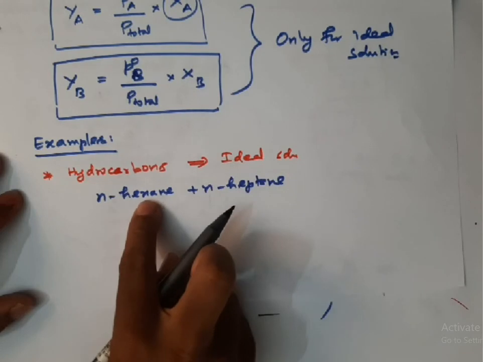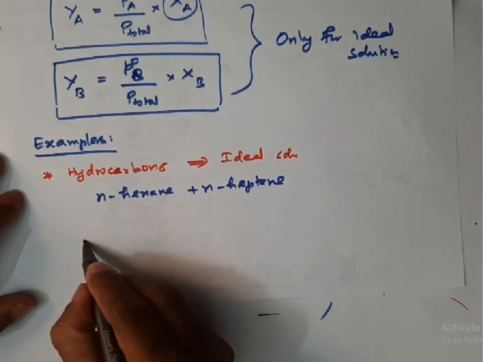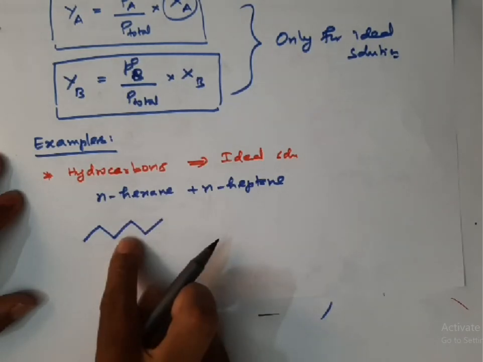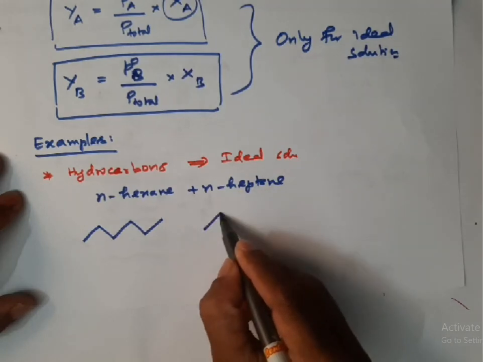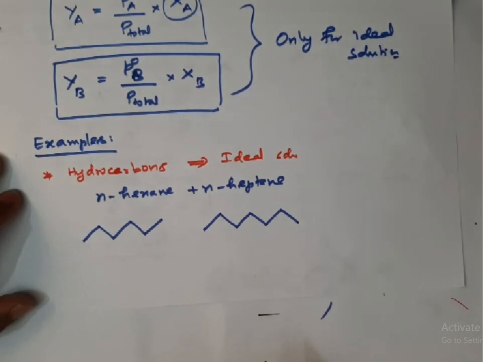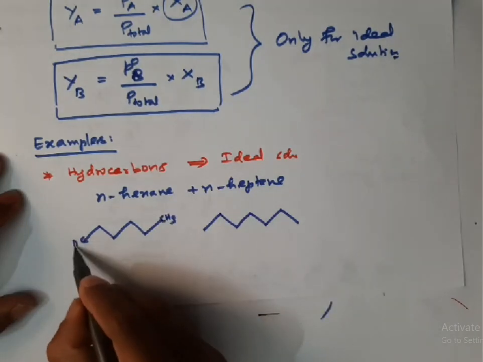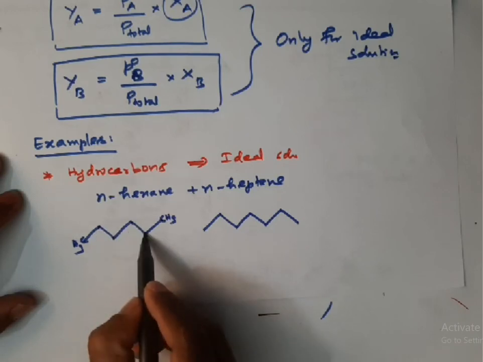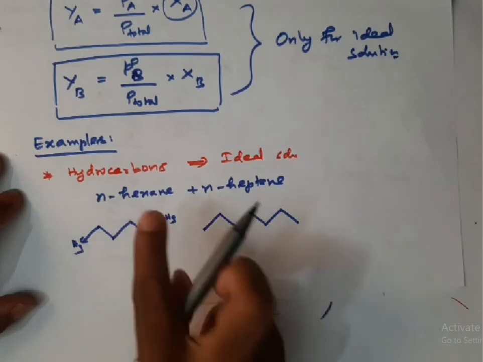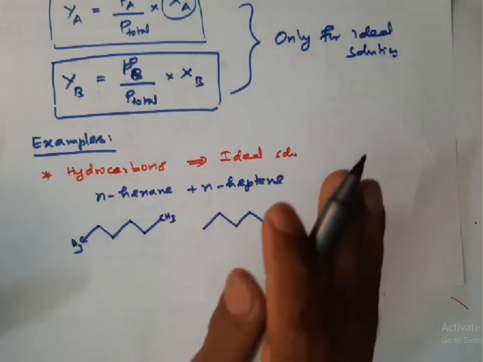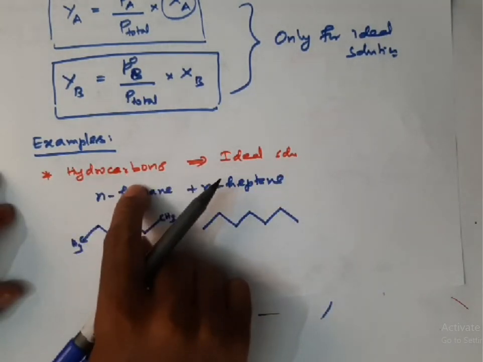What is the difference? Here you have 6 carbon atoms, 1, 2, 3, 4, 5, 6. This is N-hexane. Here we have 7 carbon atoms, 1, 2, 3, 4, 5, 6, 7. This represents a formula: this end is CH3, this end also has CH3, and all the remaining ends have CH2. So this is N-hexane, this is N-heptane. Both are hydrocarbons, and this mixture forms an ideal solution. A mixture of hydrocarbons usually forms an ideal solution.